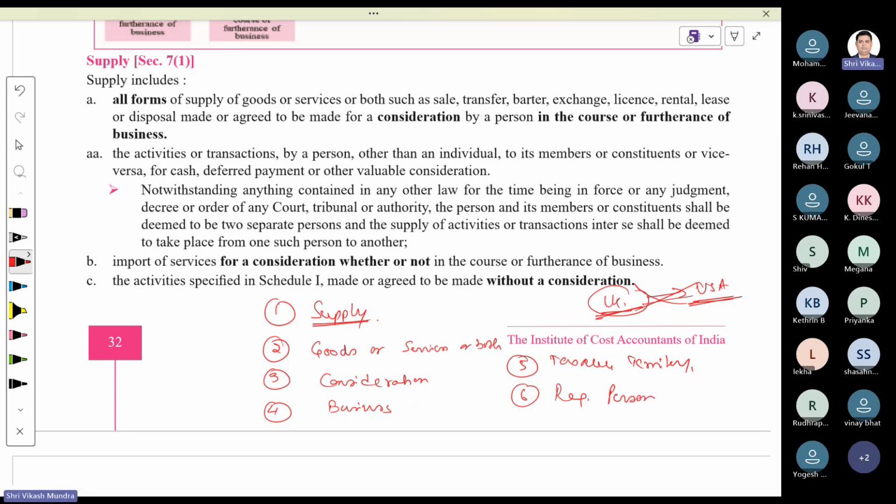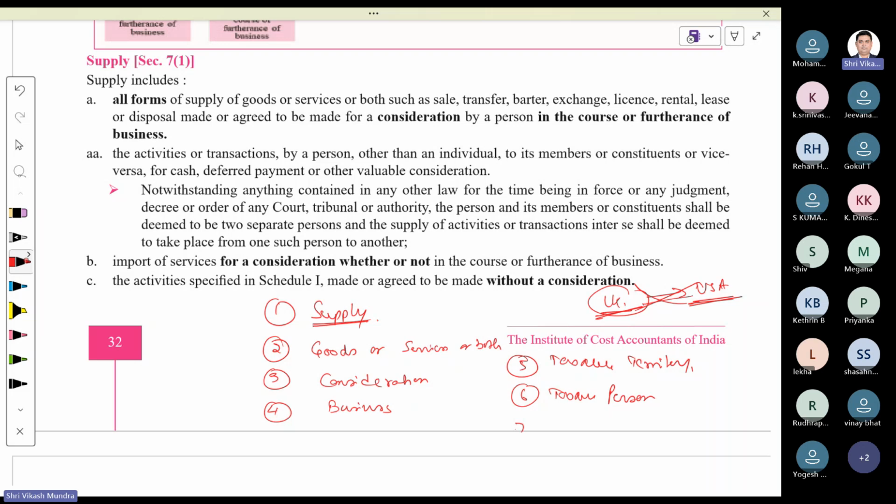If you are not a registered person, you are not supposed to pay GST. So this will open a window for the person who, if they do not want to pay GST, is not supposed to become a registered person. Now, the definition of registered person says that a person who is registered under GST law or the person who is liable to be registered under GST law is considered a taxable person. So I can replace this word with taxable person.